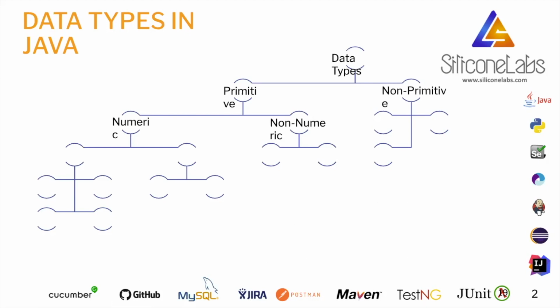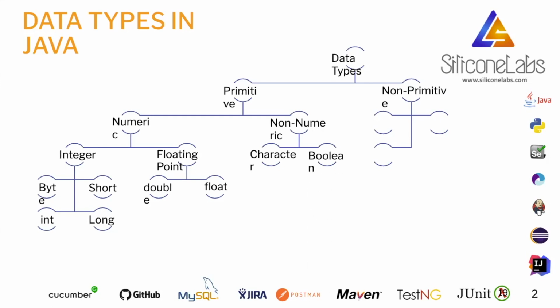We have numeric primitive data types and non-numeric primitive data types. Numeric primitive data types hold numbers. We are also sectioning them into two: integer and floating numbers. Integer numbers are byte, short, integer, and long. Floating numbers are double and float. For the non-numeric ones, we have characters and boolean. And for the non-primitive data types, we have strings, arrays, and other kinds of classes.